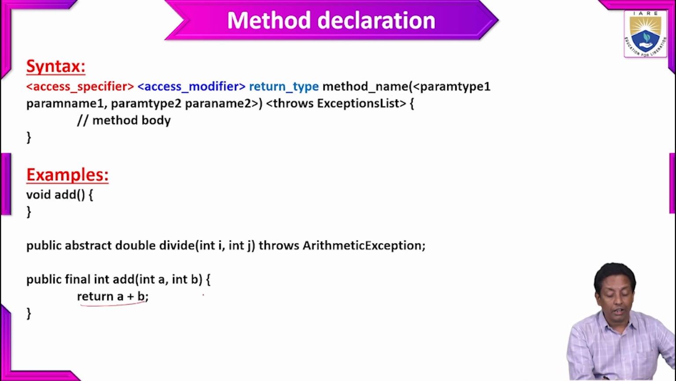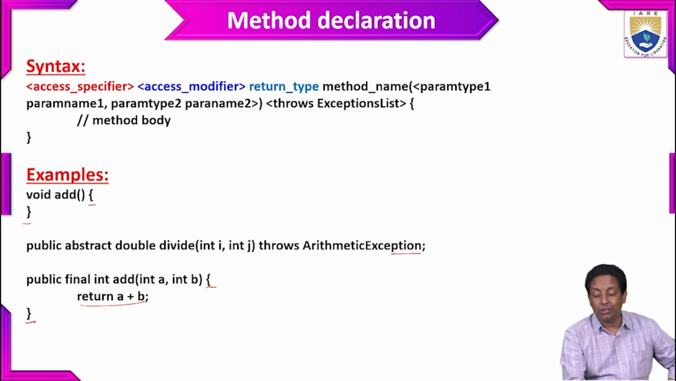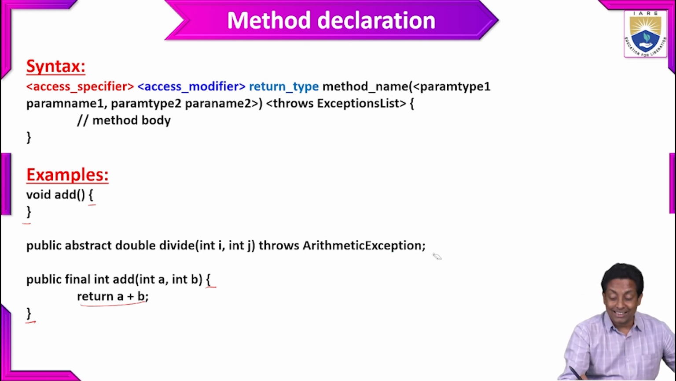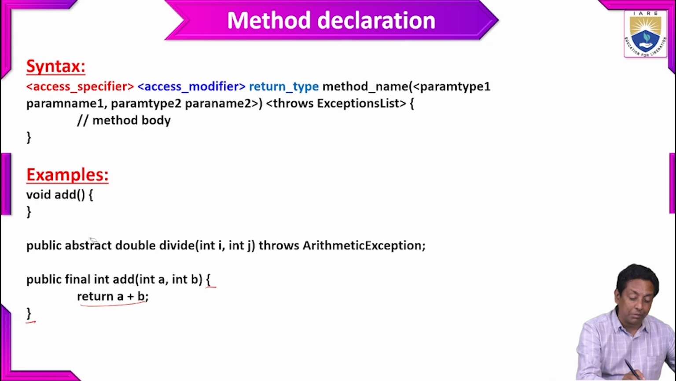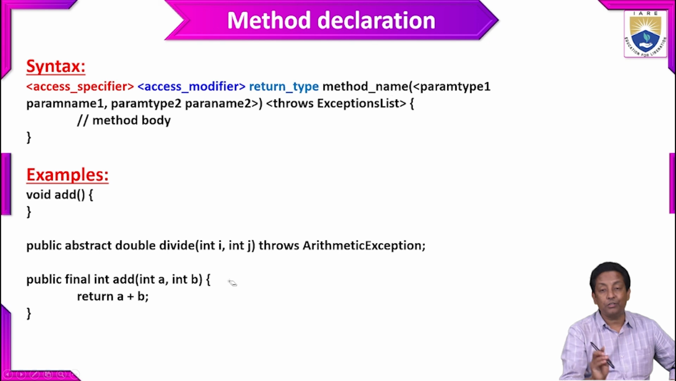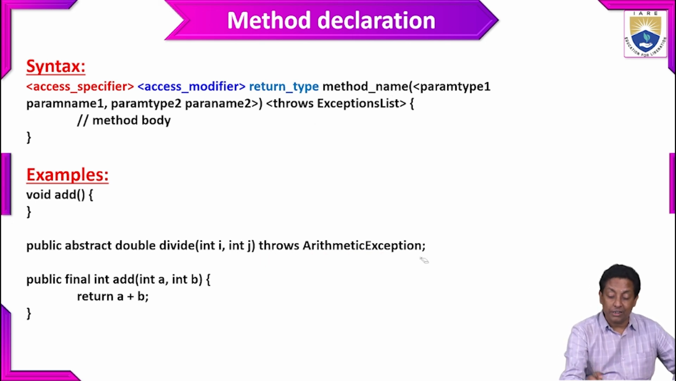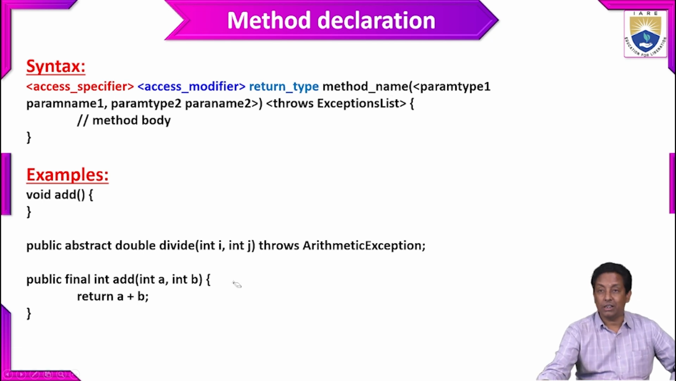So here I am writing return a plus b. This is a method body with implementation. This is just a method body with empty implementation. This is only a method declaration. This is an abstract method. This is an empty method implementation. This is a concrete method implementation, where the method is fully implemented. Here we applied access specifier, access modifier, return type, method name, parameters. But no exceptions are written here. Here it is, for example ArithmeticException. This is how we mention the exceptions list. Anyway, exceptions we'll discuss in a later section.